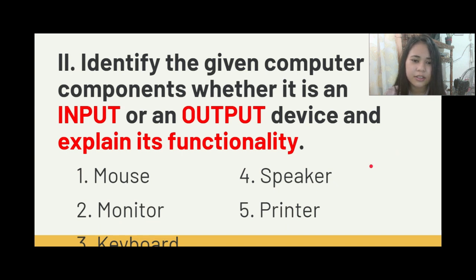Let us proceed to Roman numeral 2, where you have to identify whether the given computer component is an input or an output device, and explain its functionality. First is the mouse. Number 2 is the monitor. Number 3 is the keyboard. Number 4 is the speaker. And last is the printer.